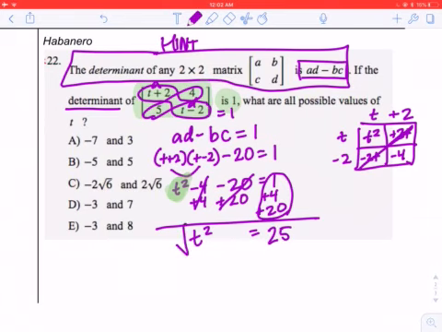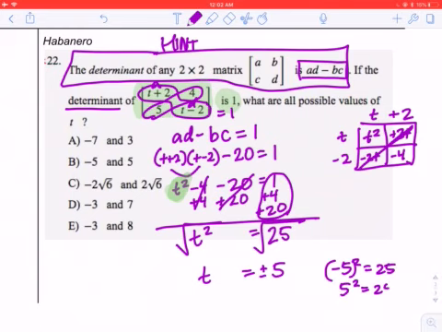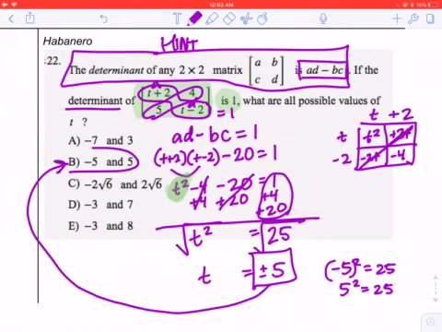And so then I know I can take the square root. I have t equals 5. Also, you might remember it's positive or negative 5, because negative 5 squared would also give me 25, as well as 5 squared would give me 25. So my answer choices are 5 and negative 5, which is going to be my answer choice B.